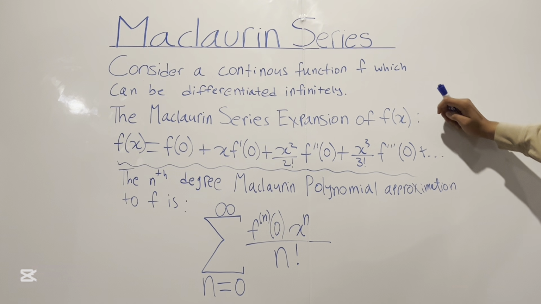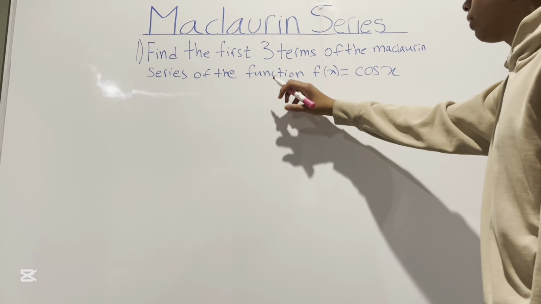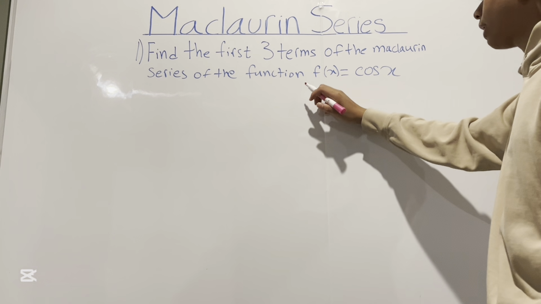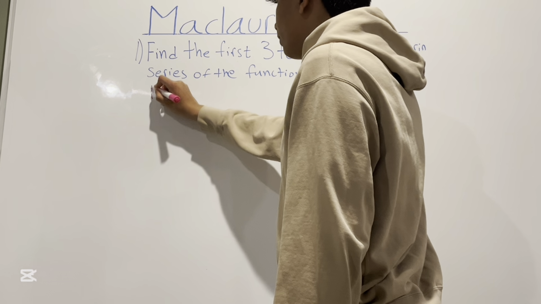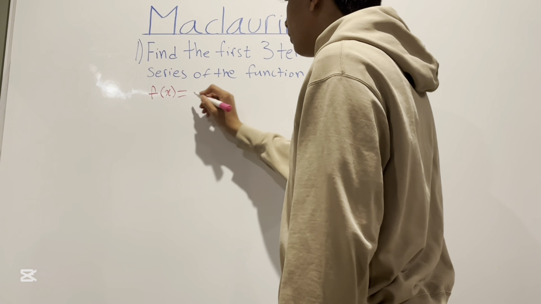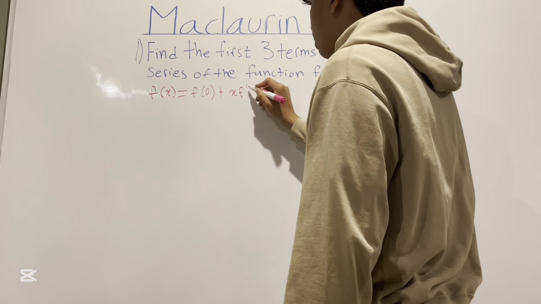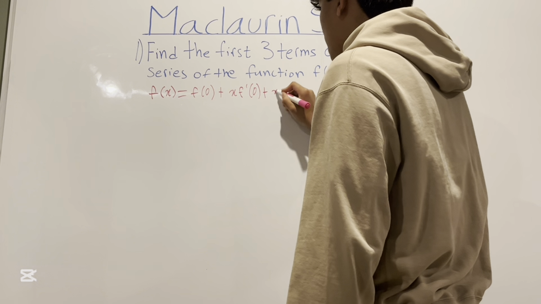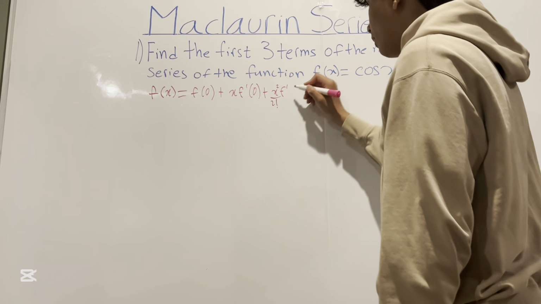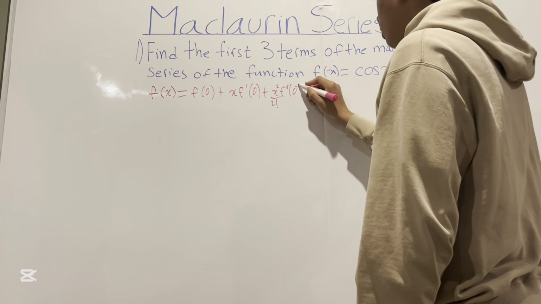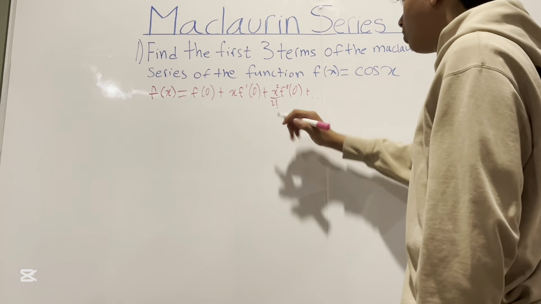So let's do some examples of how to find the Maclaurin series of different functions. Number one: find the first three terms of the Maclaurin series of the function f of x equals cosine x. If we remember, the Maclaurin series of f of x is equal to f of 0 plus x f prime of 0 plus x squared over 2 factorial f double prime of 0, and so on. So all we have to do is find these three terms.